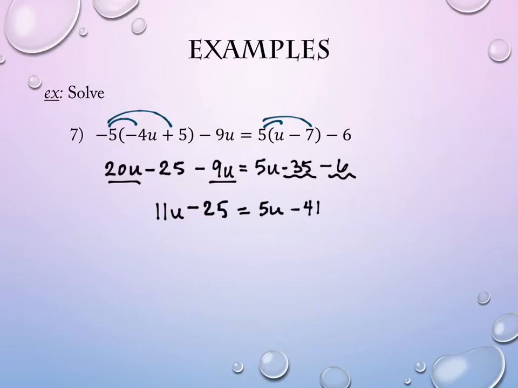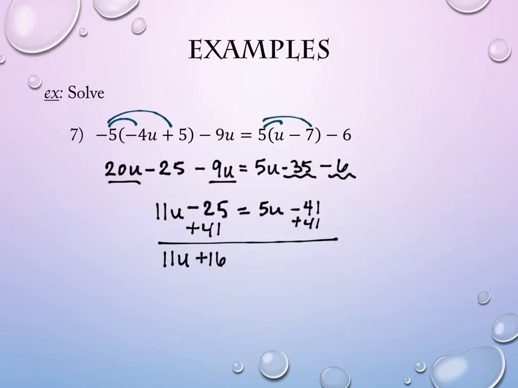Okay, we all good with that? Now what? You could add 41, maybe go across the other side. Okay, you add the 41. So now I have 11u. What is negative 25 and positive 41? 24. Close. 16.